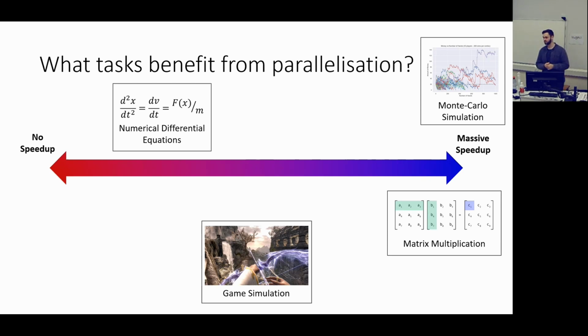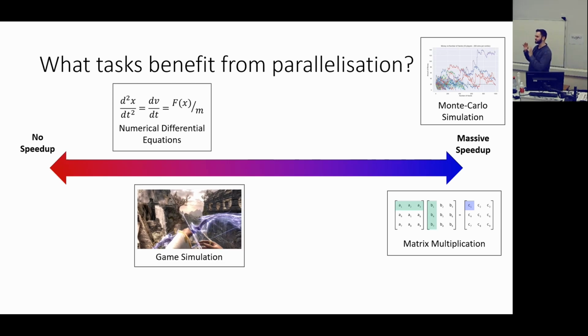Yeah. Which is always matrix multiplication. Yeah, exactly. So it really depends. Game simulation is so complicated, it's really hard to break up. But I would say it's more towards the left-hand side of this graph.